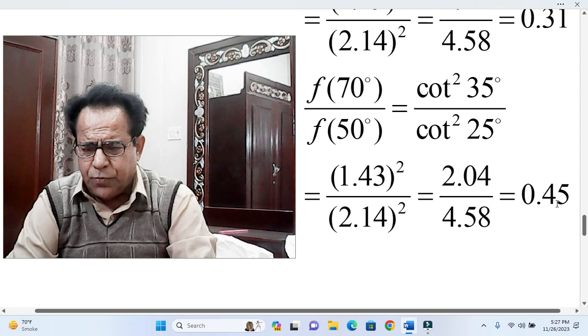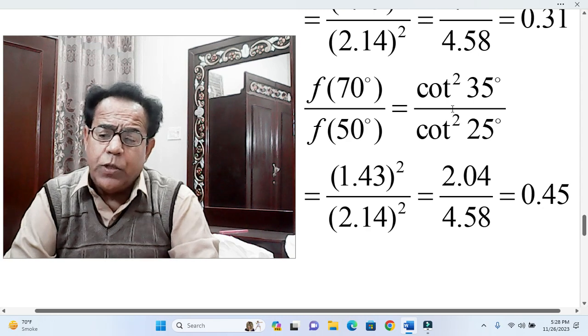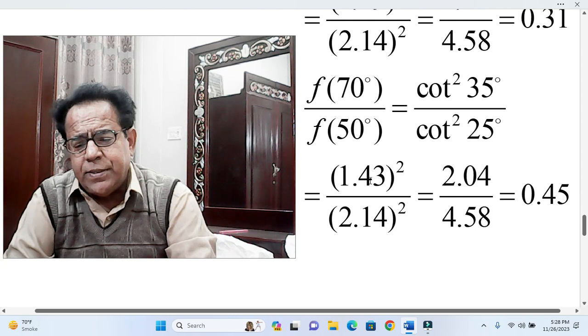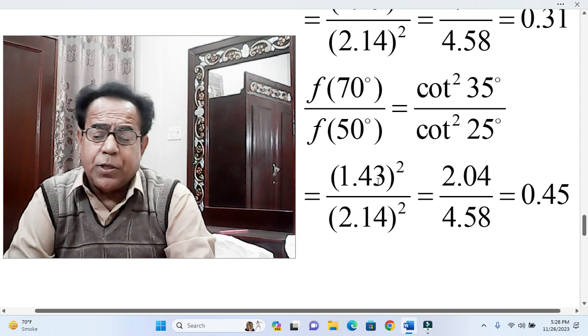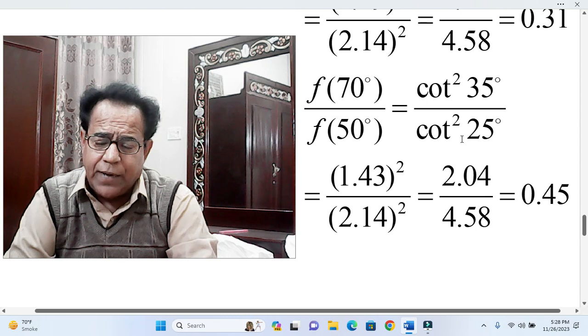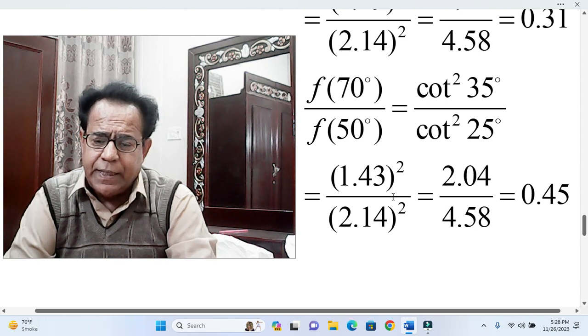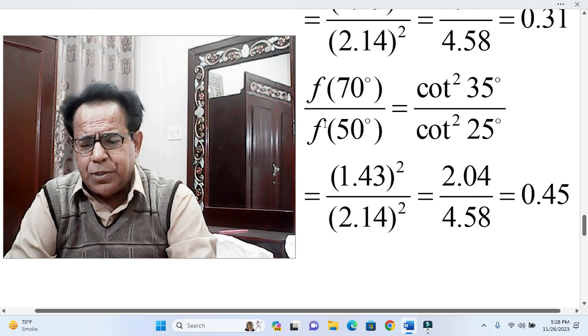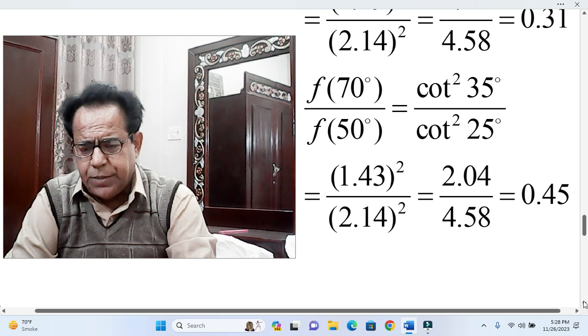0.45. Okay, dear students, the value of cot 35 degree is 1.43 as per an online calculator, and the value of cot 25 degree as per an online calculator is 2.14. Hence after simplification this ratio becomes equal to 0.45.